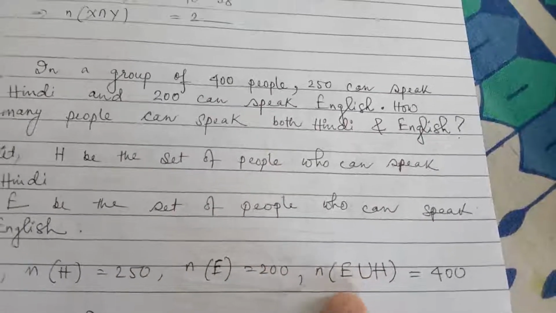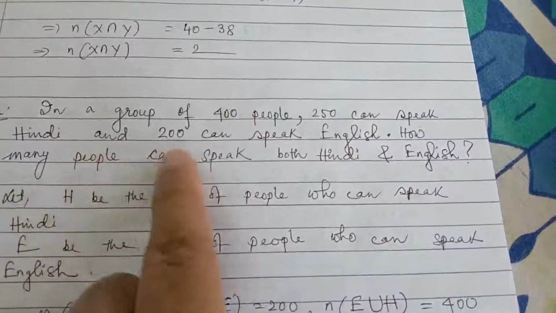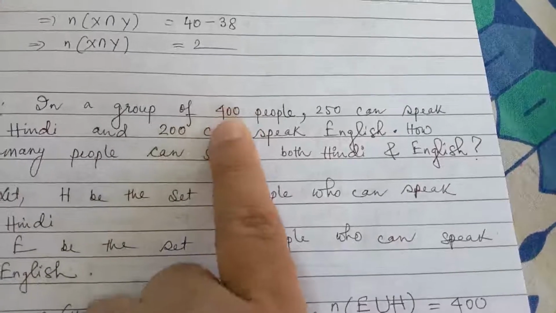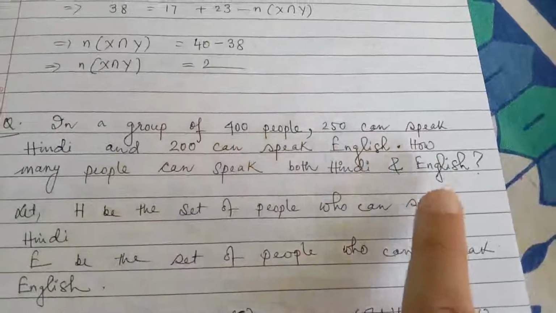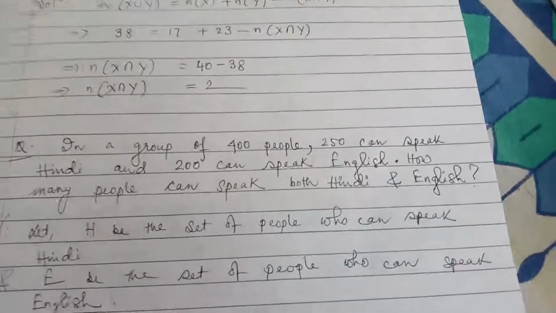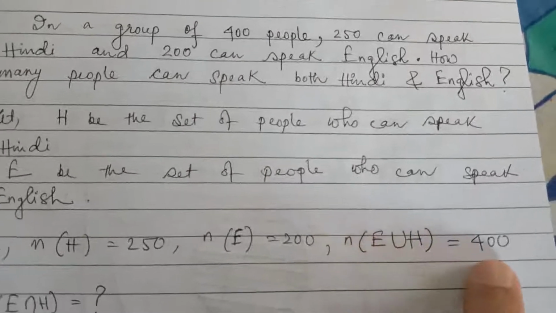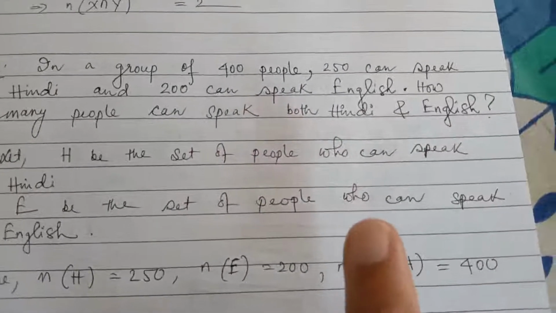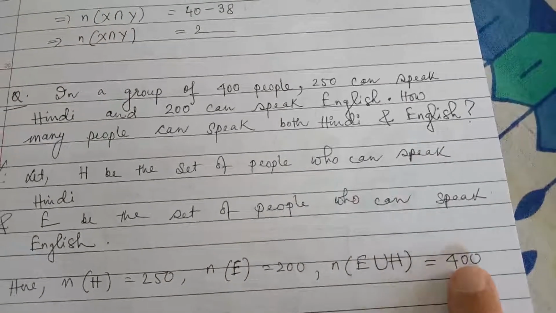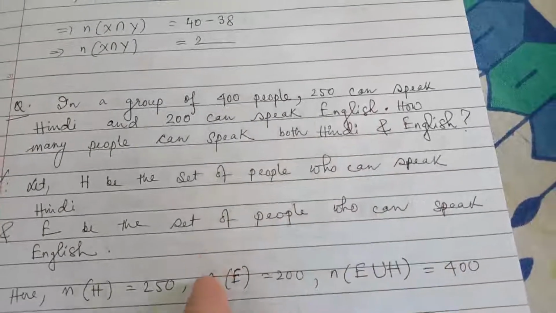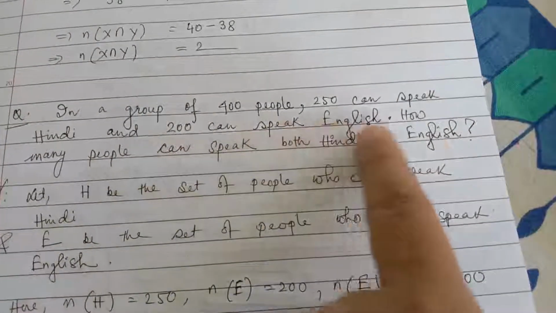Now, here is the problem. What is given is a group of 400 people, but it is not mentioned that all of the 400 people can speak either English or Hindi. To consider n(E union H) equal to 400 implies I have considered 400 as the number of people who can speak either English or Hindi or both. But this is not mentioned in the question.